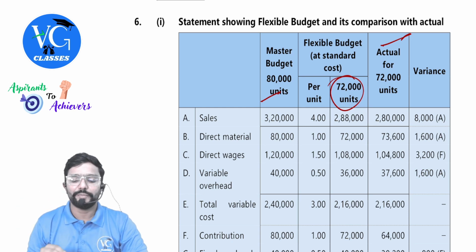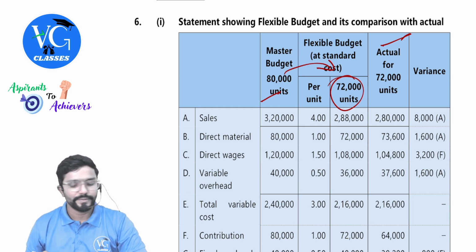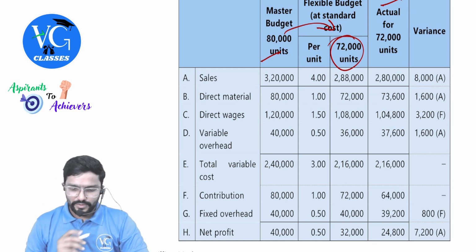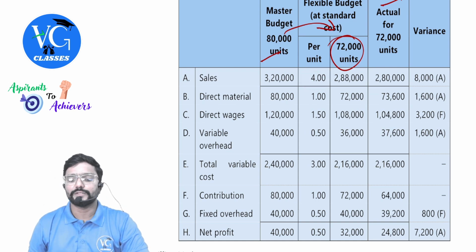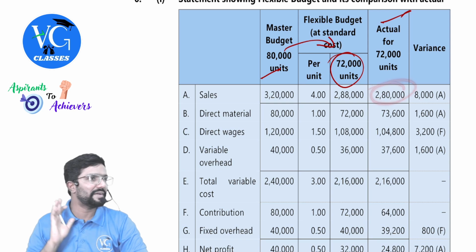72,000 units. So the budget is also converted for 72,000 units now. Okay. Now, guys, sales. Selling price how much? 4 rupees. So into 72,000 units, 2,88,000. Actual, they have given, so straight away take.